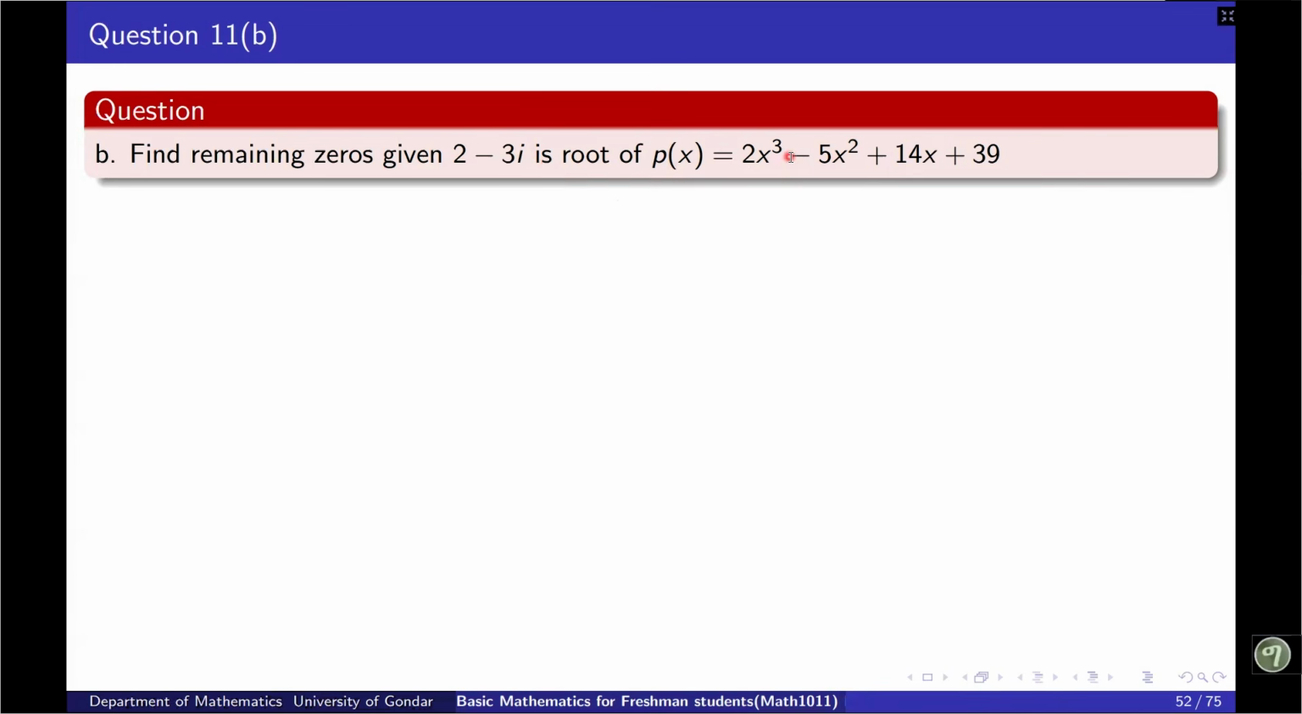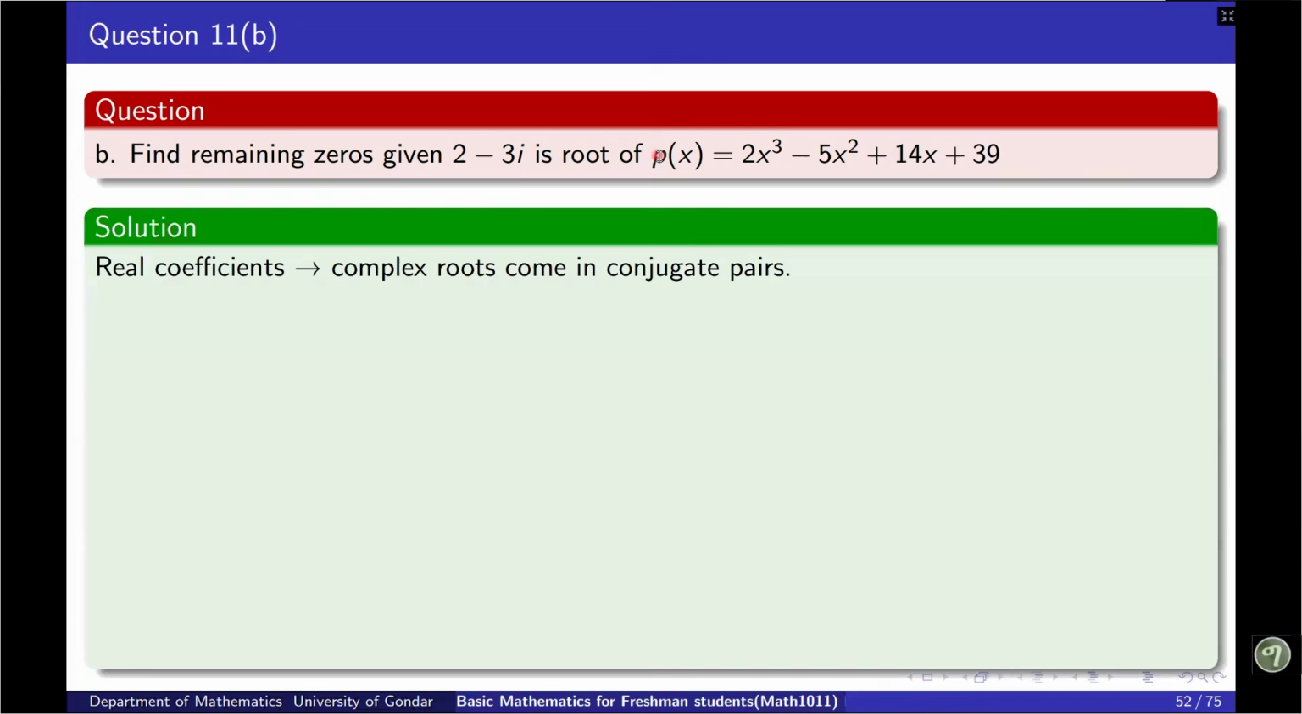So we are left with only one root. Two of the roots of the given polynomial function are complex, where one is the complex conjugate of the other. That is, for real coefficients, complex roots come in conjugate pairs, so if 2 minus 3i is a root, then its complex conjugate 2 plus 3i must also be a root of the polynomial function. So let the third root be r.